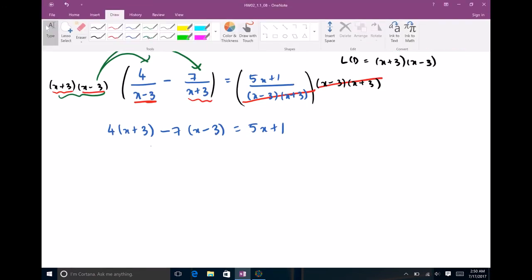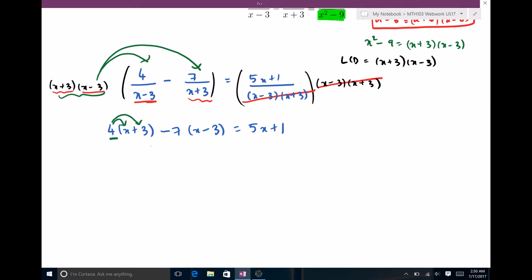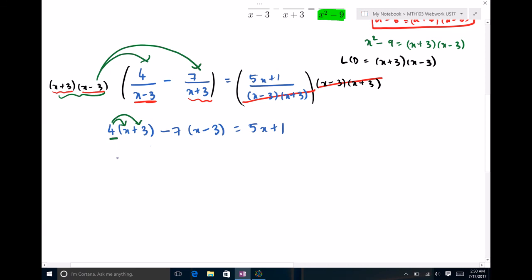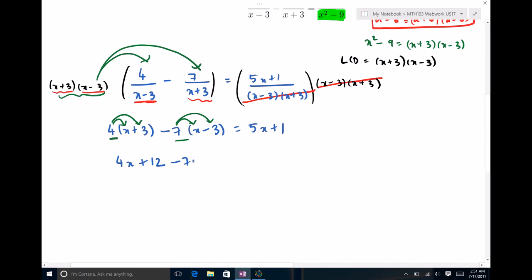This has now become like one of the linear equations we solved before, where we take the terms outside the parentheses and distribute them inside. And so I get 4 times x is 4x, and 4 times positive 3 is positive 12. And similarly I multiply the negative 7 to both the terms inside the parentheses, and so I get negative 7x, and negative 7 times negative 3 is positive 21 equals 5x plus 1 on the other side.